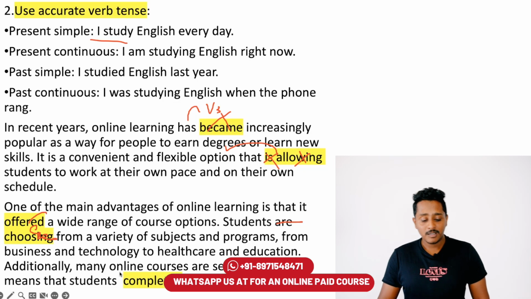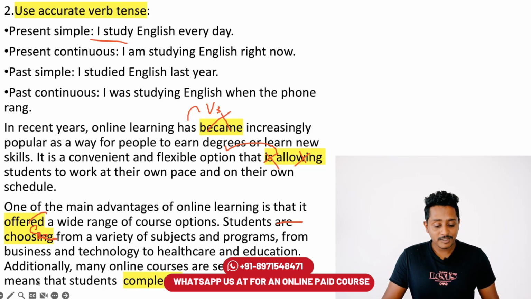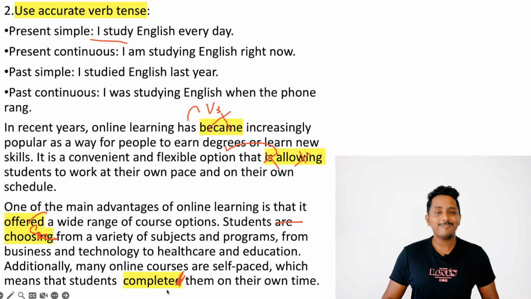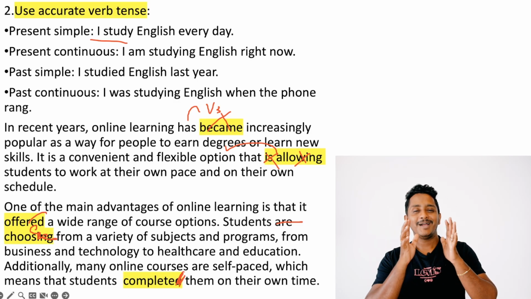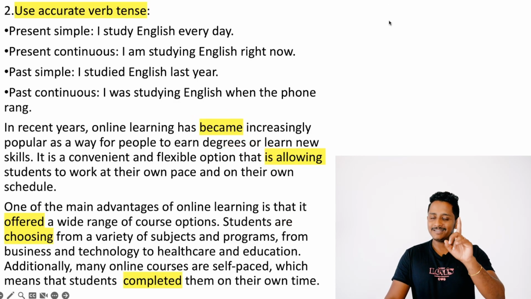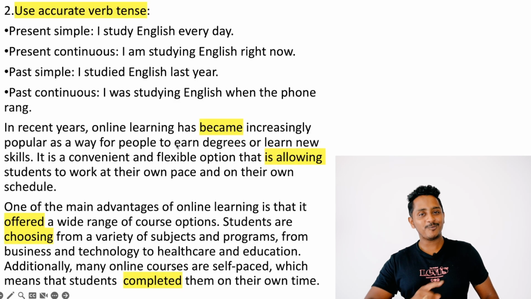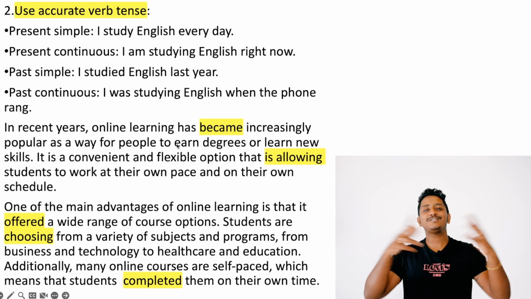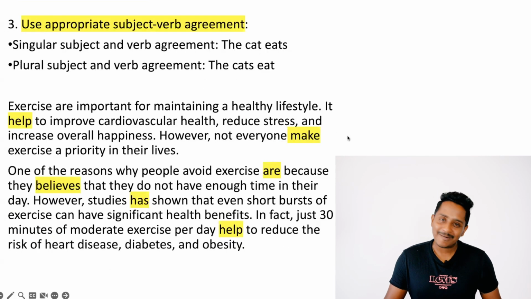has to be used. Many online courses are self-paced, which means that it's a fact. A fact has to be put in the present tense. Students complete them on their own time. Make sure you avoid these mistakes. There is scope for improvement, and also make sure you watch the video till the end. The remaining 8 grammar tips will actually transform your score. You just have to trust me.